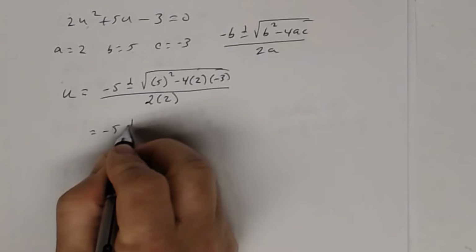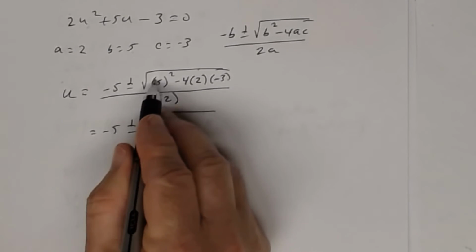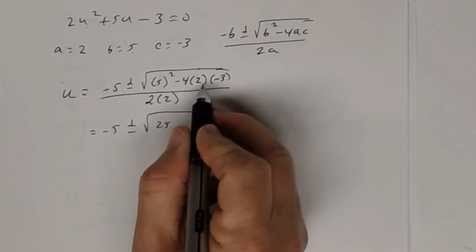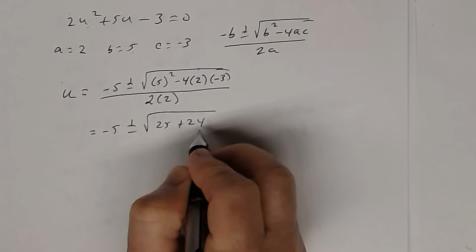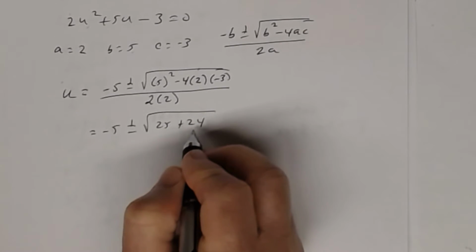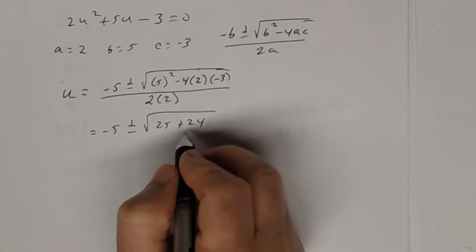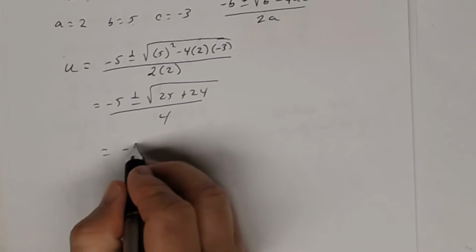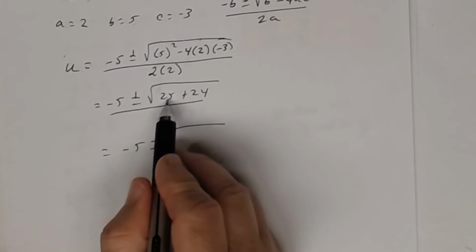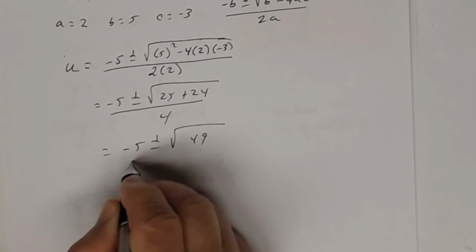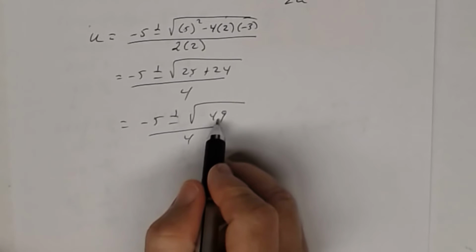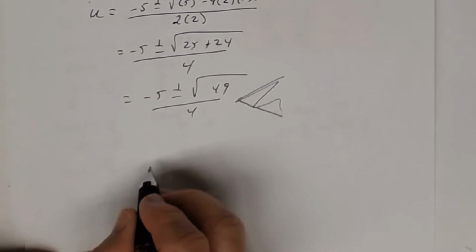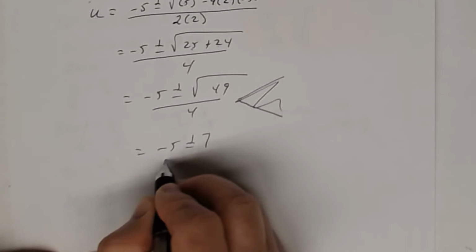So I get negative 5 plus or minus the square root of 5 squared, which is 25. A negative 4 times 2 is negative 8, and negative 8 times negative 3 is a positive 24. So this becomes 25 plus 24, not 25 minus 24, 25 plus 24, divided by 2 times 2, which is 4. So that's equal to negative 5 plus or minus the square root of 25 plus 24, which is 49, divided by 4. You have to recognize that 49 is a perfect square, so the square root of 49 is 7. So I get negative 5 plus or minus 7, divided by 4.